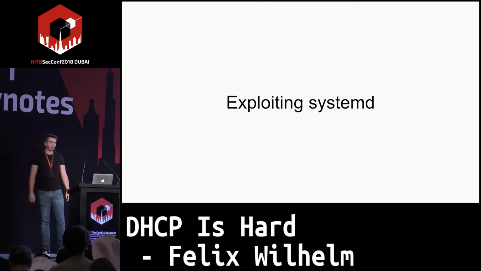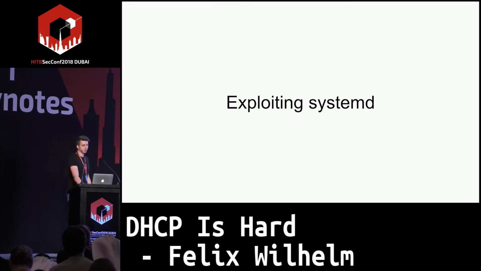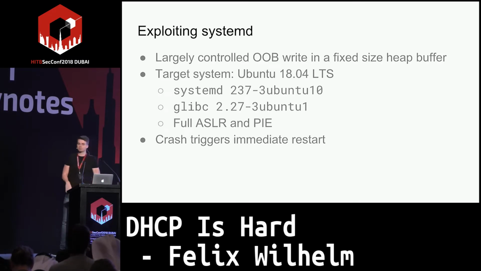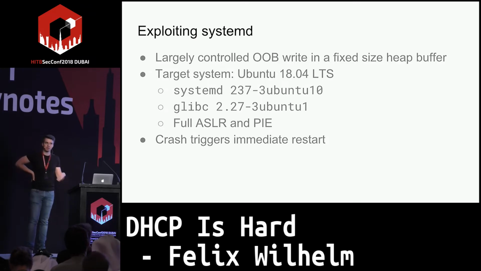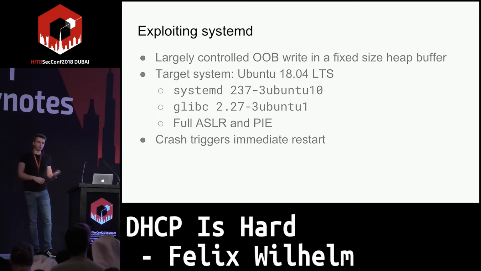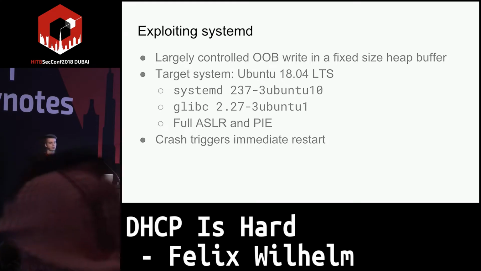So let's talk about how you can turn this heap corruption into remote code execution, so to actually get a shell on a vulnerable system. As I said, to summarize the bug, it's a pretty controlled out-of-bound write in a fixed-size heap buffer. And the target system I want to focus on is Ubuntu 18.04. That's the long-term stable release, still pretty recent, so this is something that you can probably find. We are, of course, looking at the vulnerable version of systemd as it's included in this Ubuntu distribution. Ubuntu 18 also has a pretty recent version of glibc, which becomes relevant for the heap exploitation.